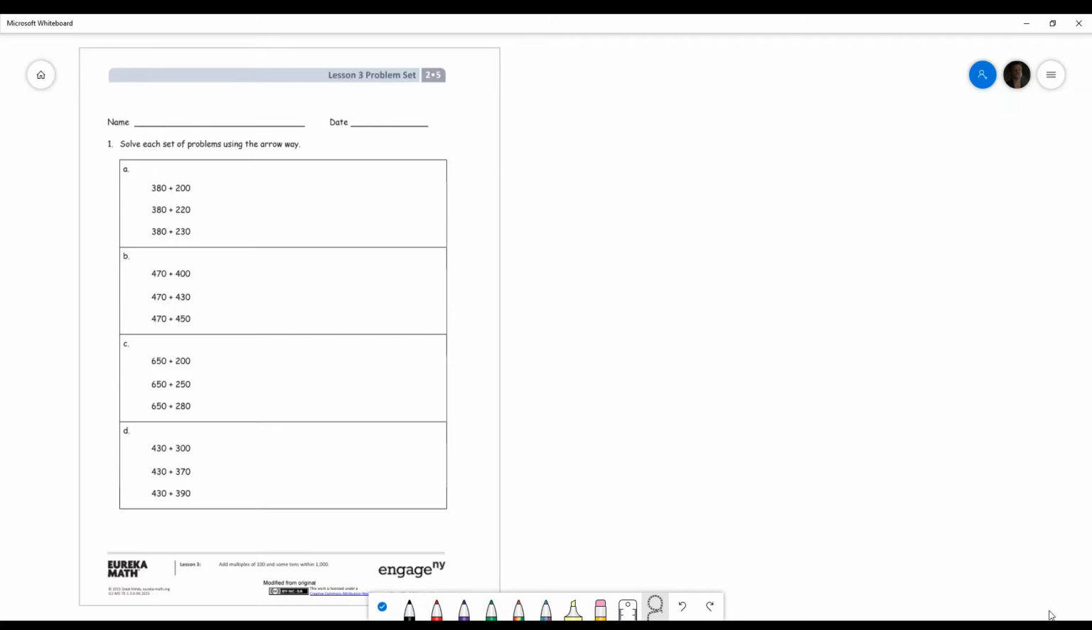I will start with A, number 1A. Let's see. Okay, 380 plus 200. Now this is asking you to solve the set of problems using the arrow way. Now remember, the arrow way is also pretty much the same as using a number line. Okay, so we're going to be adding 380 plus 200.